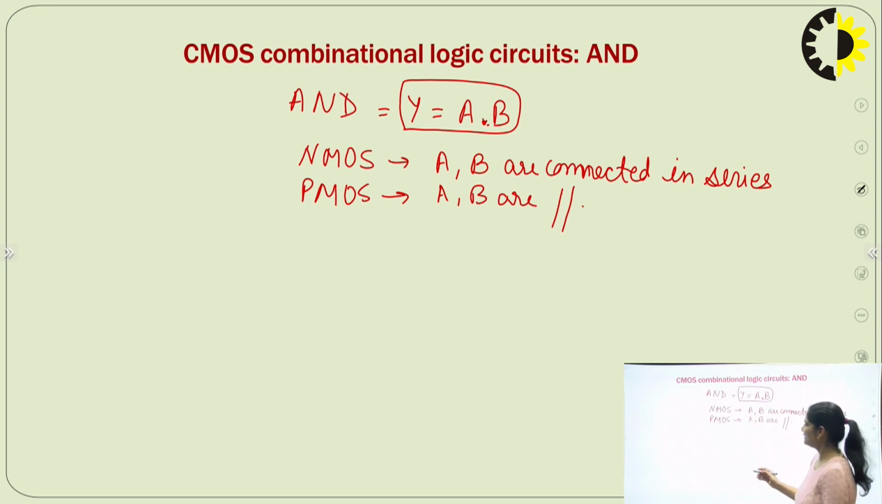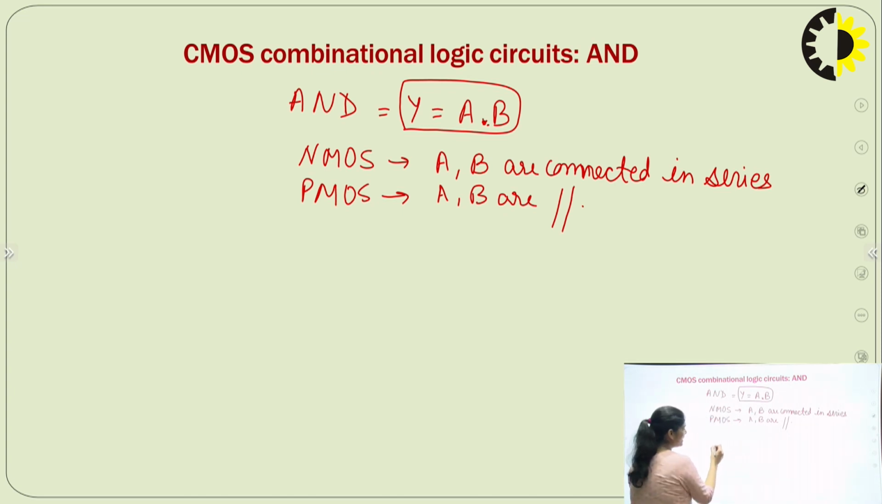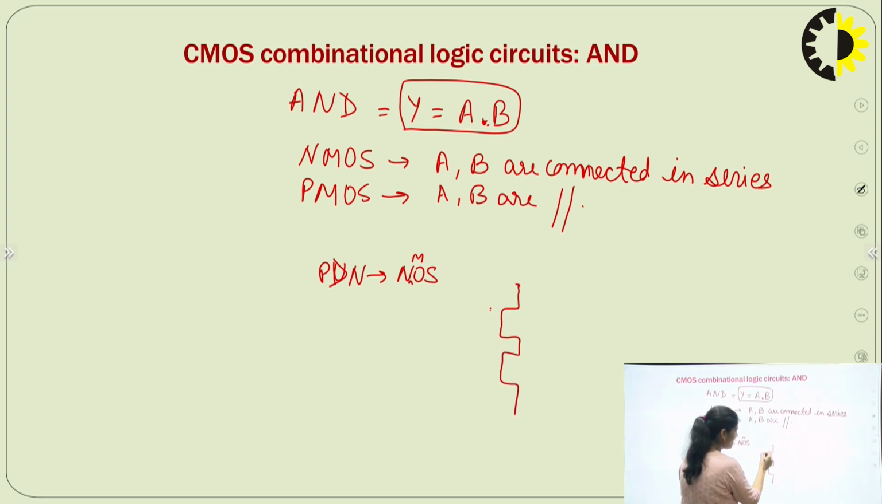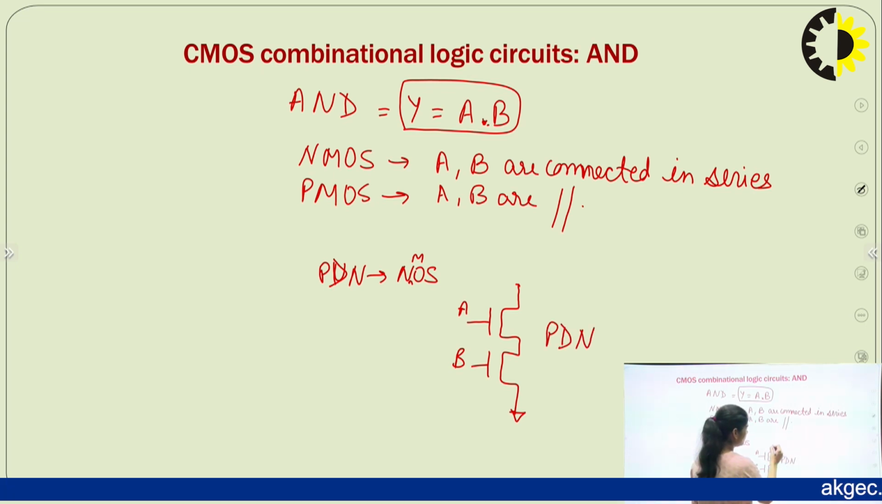So how can we design it? First we will cover the pull-down network. The pull-down network is your NMOS. It means A and B are connected in series. So this one is A, this one is B, and this is ground. This is the pull-down network.